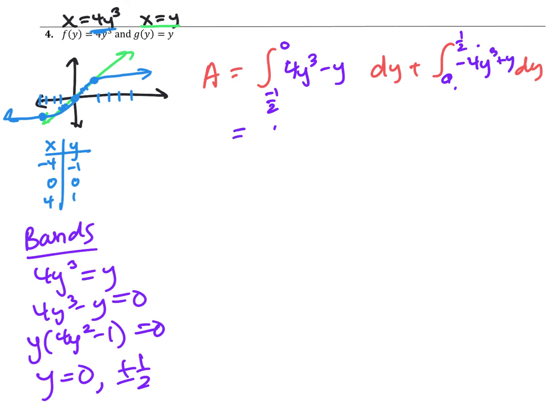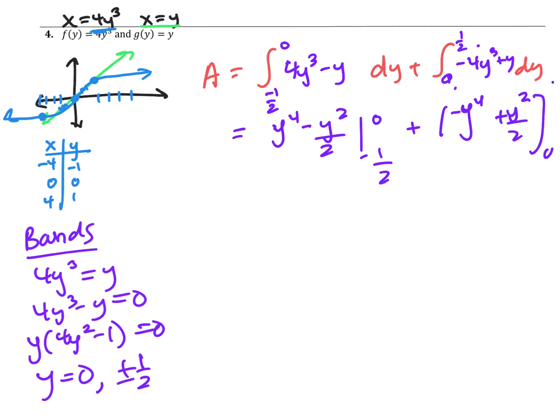I'm going to just do one more step and then tell you what that final answer is, so that we don't spend an extra 10 or 15 minutes on this video just doing review stuff. This would give us y to the 4th minus y squared over 2 from -1/2 to 0, and negative y to the 4th plus y squared over 2 from 0 to 1/2. Because we get to plug in 0, this simplifies pretty nicely to 1/8 units squared.